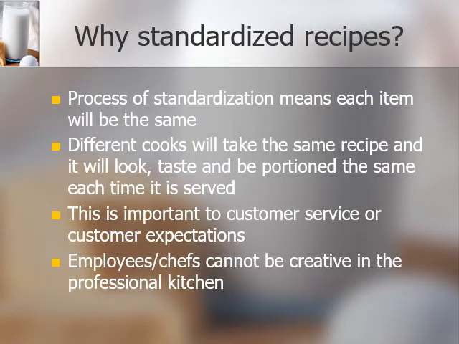Because of the recipe we saw previously, this led to the standardization of recipes. The process of standardization means that each item will be the same. So no matter if different cooks fix the same recipe, it's going to look and taste the same every time it is served. Standardization of recipes is very important in chain restaurants. If you go to an Olive Garden in Jackson, you're going to expect the same thing if you go to an Olive Garden in Memphis or in another state.